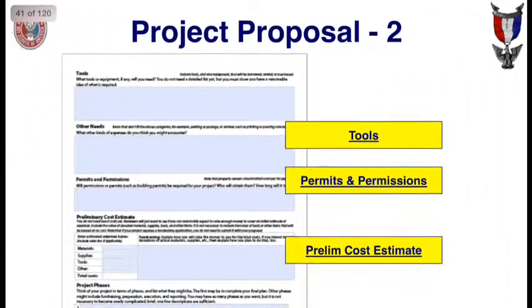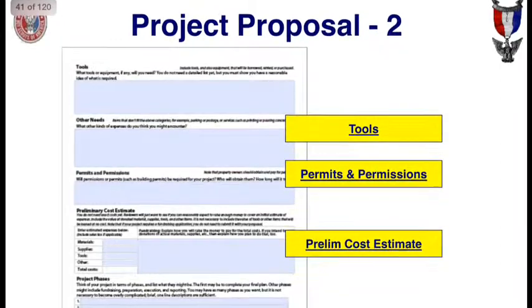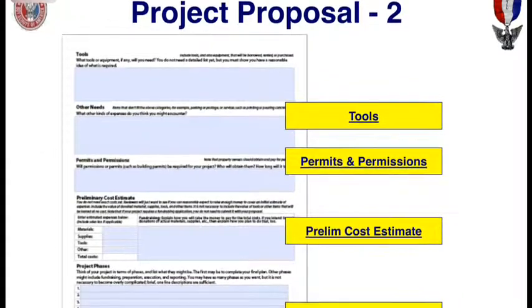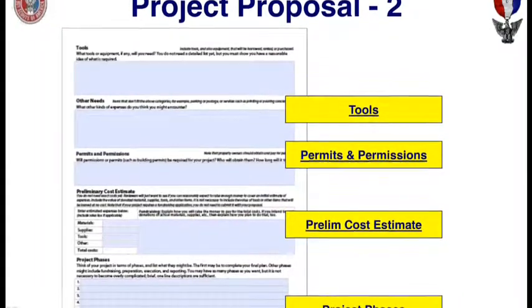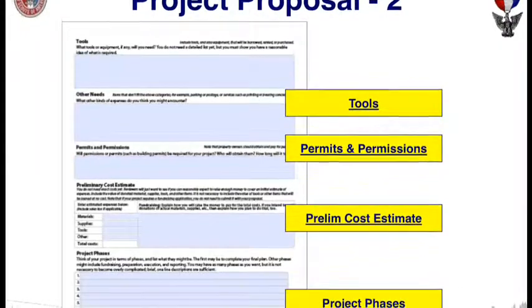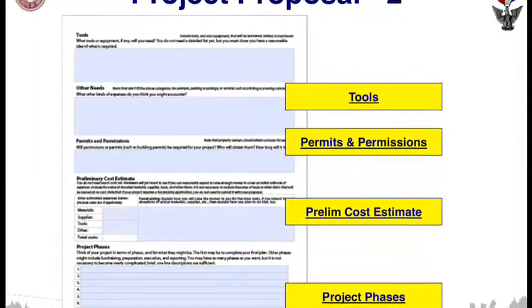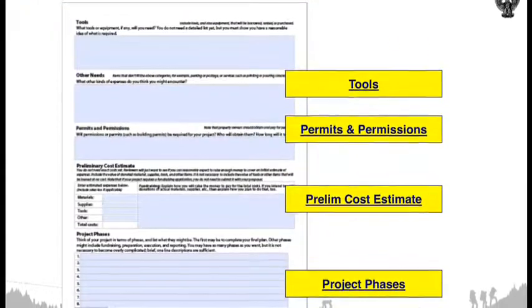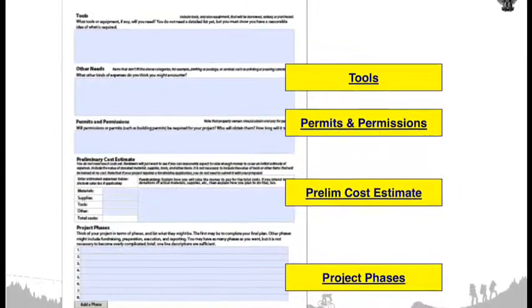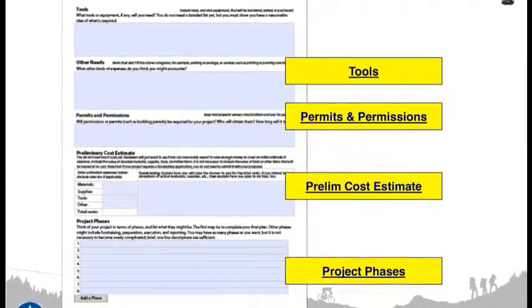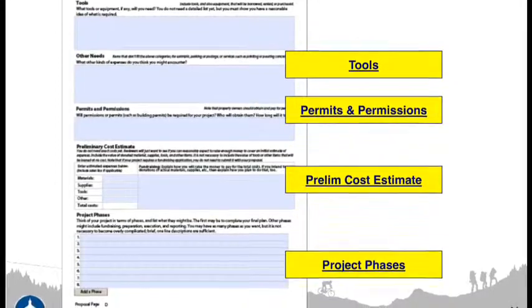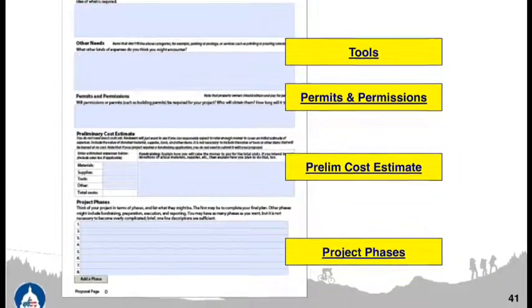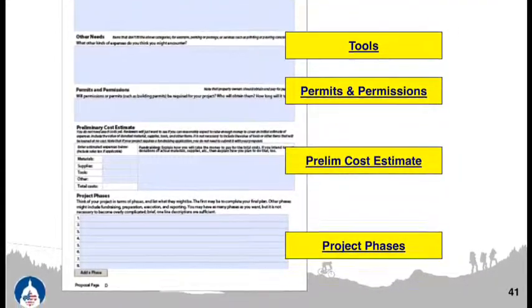The second page of your project proposal asks you to list any tools and equipment that will be used, other needs that don't fit into any of the other categories, as well as permits and permissions. The preliminary costs are a great way to help the beneficiary understand the estimate of what it will cost. And finally, the project phases that you will go through to complete your project. Those phases can include planning, material purchase, organization, pre-making, and actual implementation.